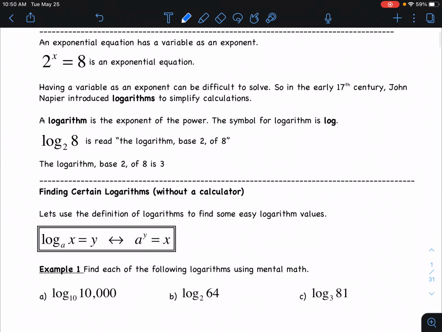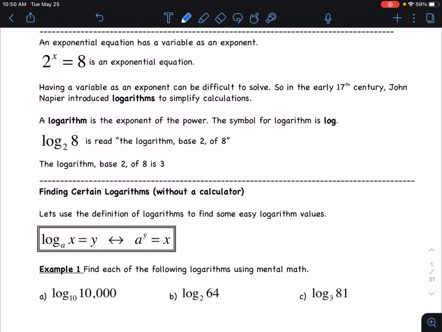Now, what we're going to introduce here is an exponential equation. It has a variable as its exponent. So when we say 2 to the power of x equals 8, that's an exponential equation. And we're trying to think, what is x? We know that x must be 3, because 2 to the power of 3 is 8. 2 times 2 times 2 is 8.